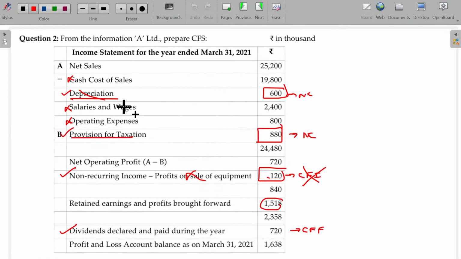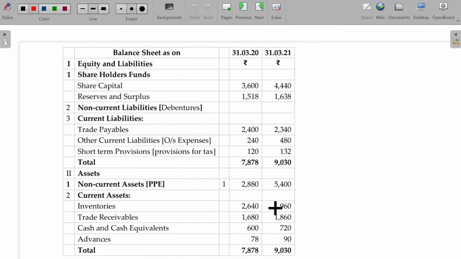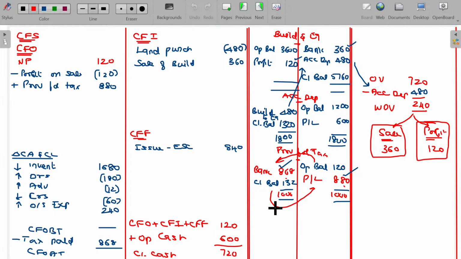So we have done all these things. This one is over. Dividend declared and paid. Dividend declared is debited to the P&L account, but it is not your operating expense, so add back dividend declared. How much is that? 720. And it should be forming part of what? Financing item. So I am going to subtract here.